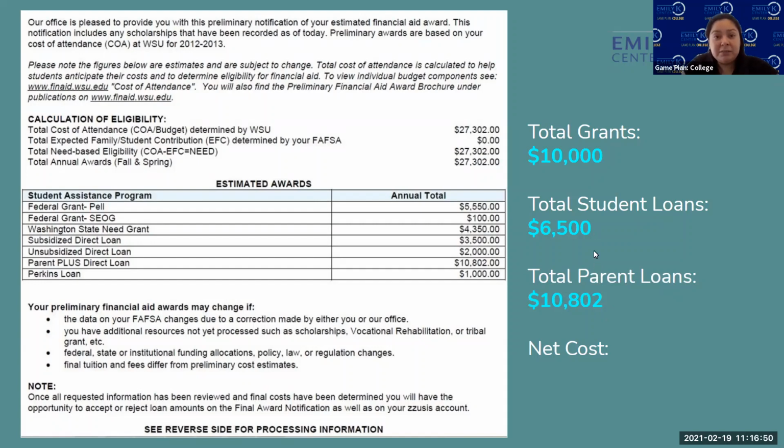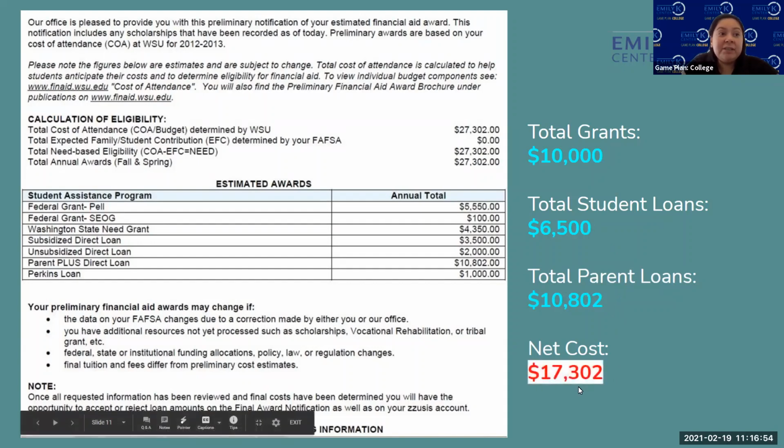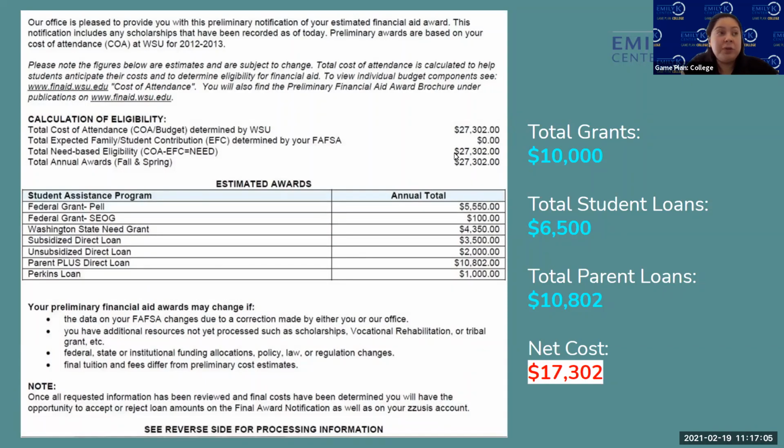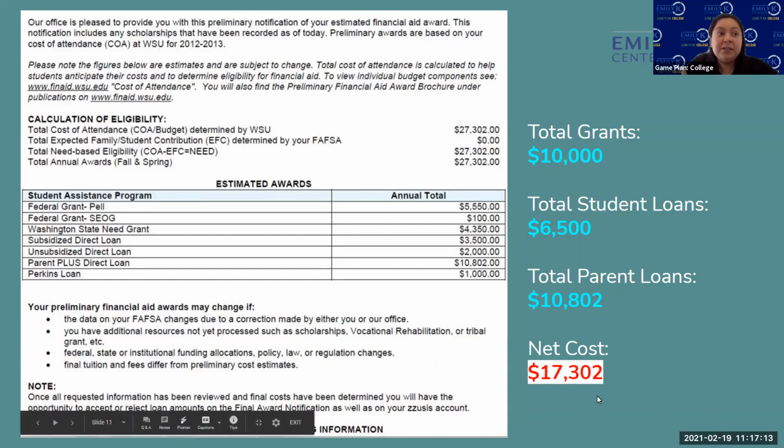Even if I don't have to pay it back up front, I will pay it back eventually, which is $17,302. So this financial aid letter can be very deceiving, especially because they say, oh, we're giving you the full $27,302 you need for your education. But you have to be careful with that, because it's truly $17,000 in borrowed money.